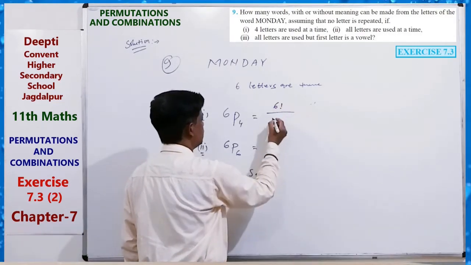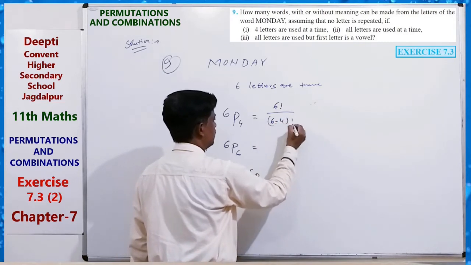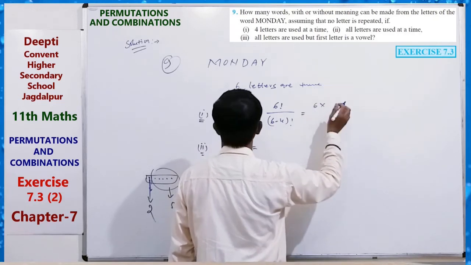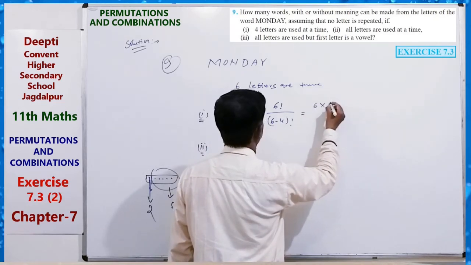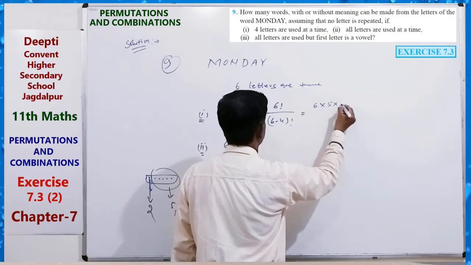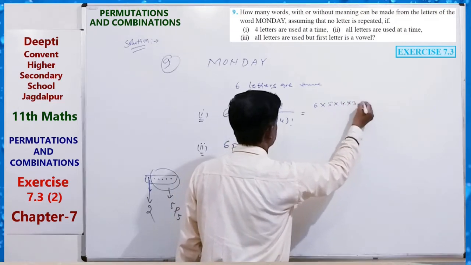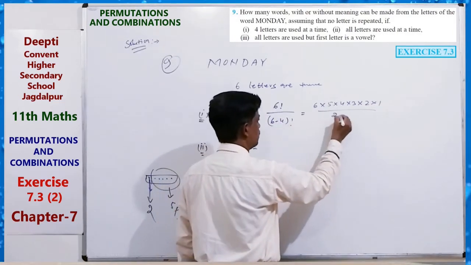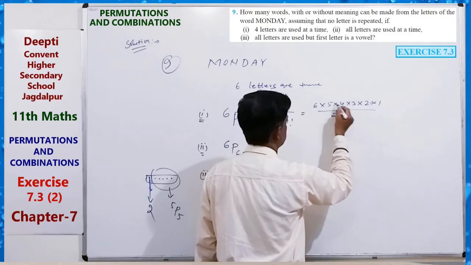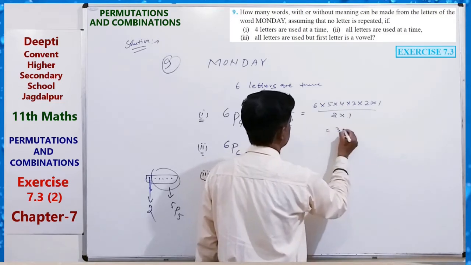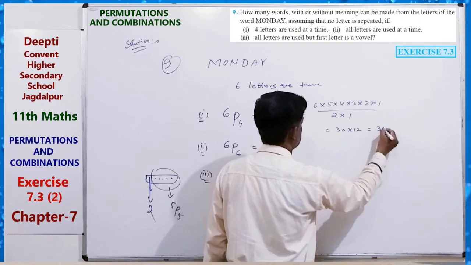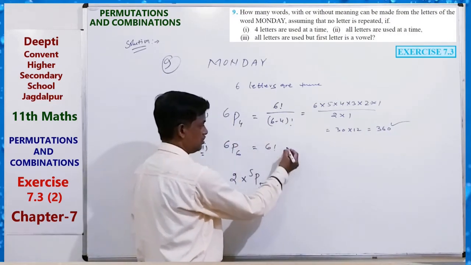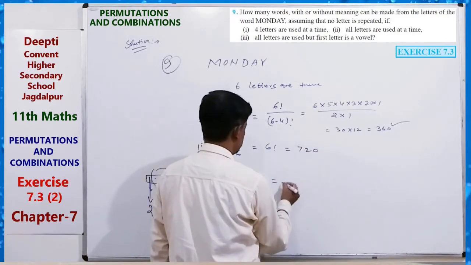6 factorial upon 6 minus 4 factorial equals 6 into 5 into 4 into 3 into 2 into 1 upon 6 minus 4, 2 factorial, 2 into 1. So this is 30 into 12, 360. The first answer is 360. Second answer, 6P6 means 6 factorial. 6 factorial means 720.